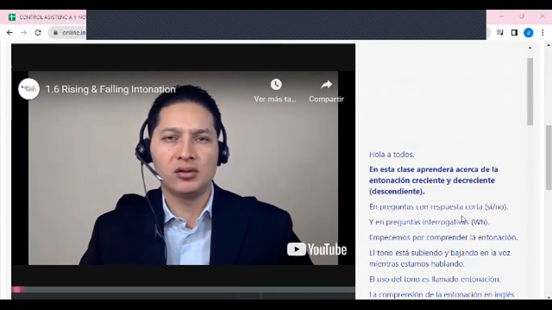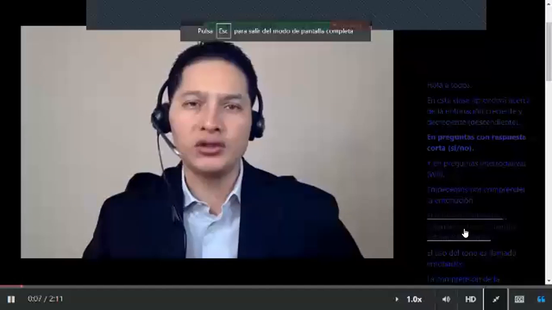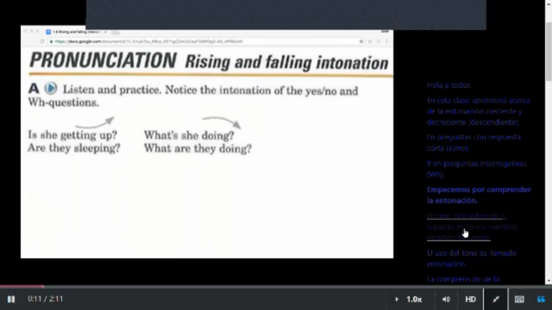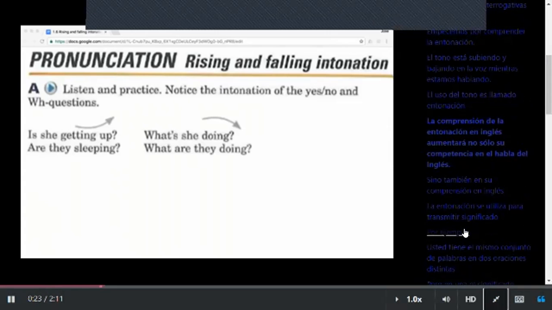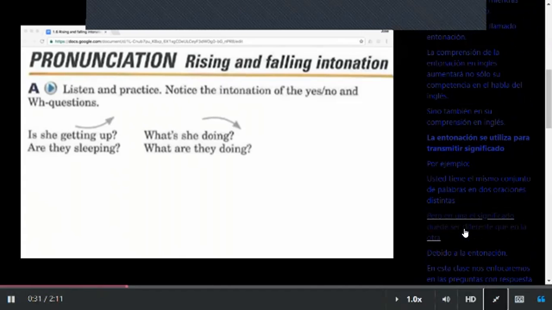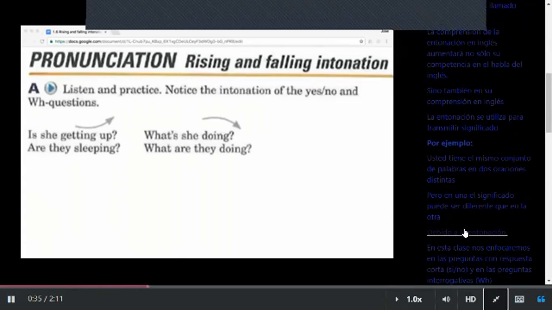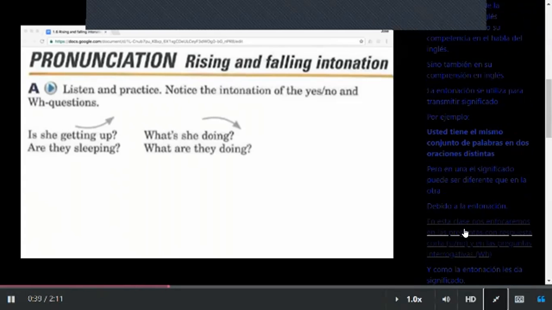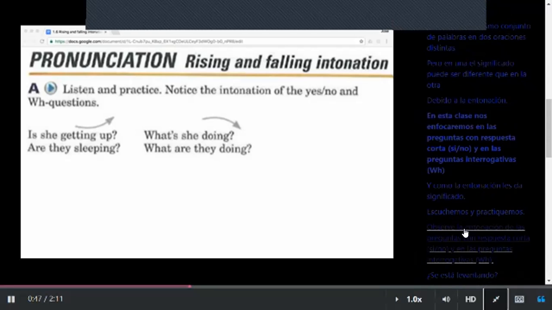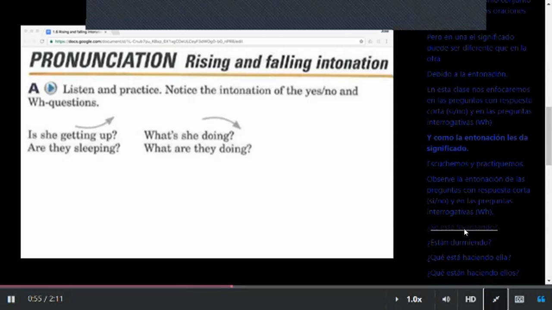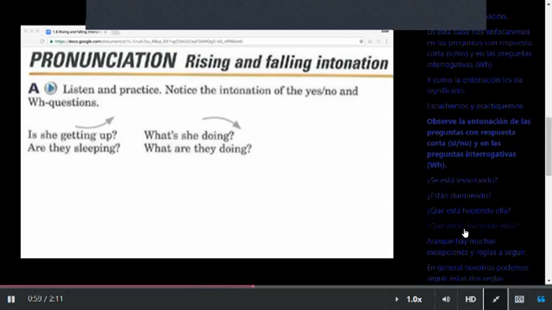Hi, everyone. In this class, you'll learn about rising and falling intonation in yes or no questions and WH questions. Let's get started by understanding intonation. Pitch is raising and lowering the tone of voice while speaking. The use of pitch is called intonation. Understanding English intonation will increase not only your spoken English competency, but your English comprehension as well. Intonation is used to convey meaning. For example, you have the same set of words in two separate sentences, but in one, the meaning may be different than in the other due to intonation. In this class, we'll focus on yes or no questions and WH questions and how intonation gives meaning. Let's listen and practice. Notice the intonation of yes or no and WH questions.